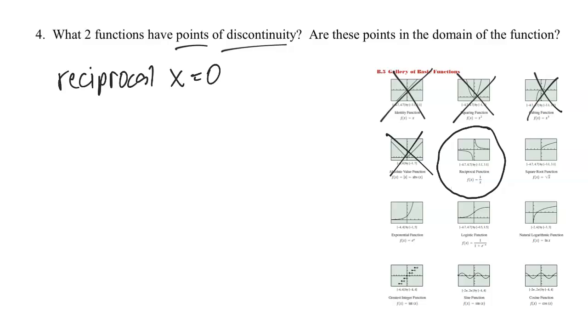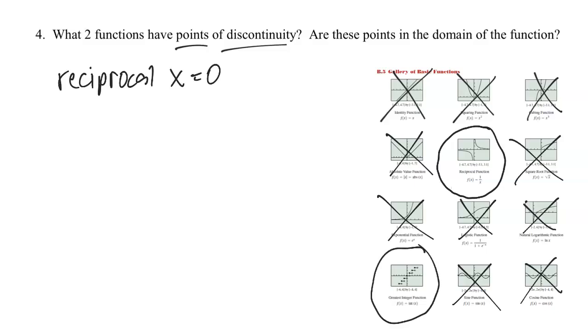Okay, let's keep going before we answer the second question. Square root is continuous on its domain. Exponential is continuous on its domain. So are logistic. So is natural logarithm. Sine and cosine are very continuous. This guy right here has a bunch of points of discontinuity. So the integer function, or the greatest integer function, if you want to call it that, has points of discontinuity at all integers.